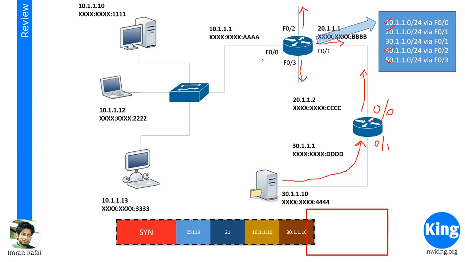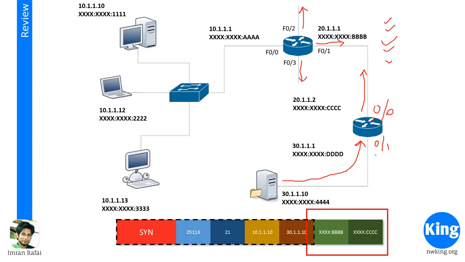I think we're getting slightly ahead of our topic. So let's assume, after this device looks at that packet and says, if you want to go to 30.network, please follow this path, that is F0/1. So it says, okay, fine. It puts the source MAC address BBB and the destination MAC address CCC, and sends it out. That frame goes to this device.